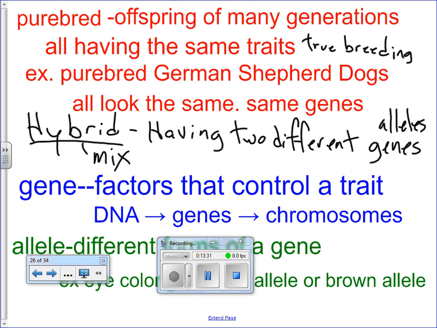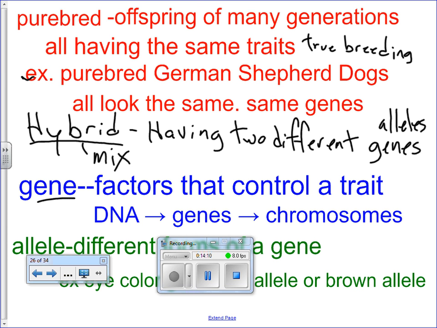Something similar is like in dogs, a purebred German Shepherd. They all look the same. They all have a similar set of genes because of very specific breeding and inbreeding to get those same traits. Okay, so you know what that means. And then hybrid, to go with the dog analogy, would be like a mutt dog with a very different genetic background. If you breed two hybrid dogs, you don't know what the puppy's going to look like, right? It could have some random set of traits from the parents.